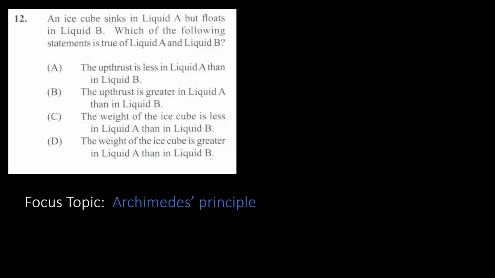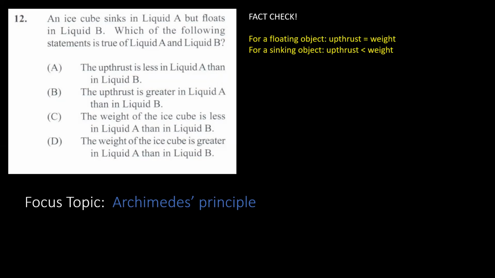So question 12 is based on Archimedes' principle. An ice cube sinks in liquid A but floats in liquid B, and we are asked to identify which statement is true of liquids A and B. Now, for a floating object, the upthrust is equal to the weight, and if the object sinks, then it means that the weight is greater than the upthrust. So since the object is able to float in B but sinks in A, it means that the upthrust in liquid A must be less than that of liquid B. So our answer is A.